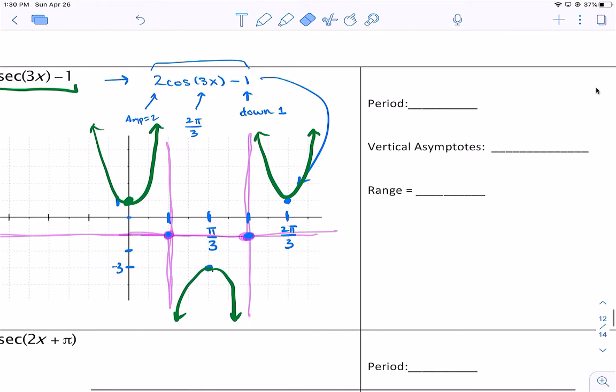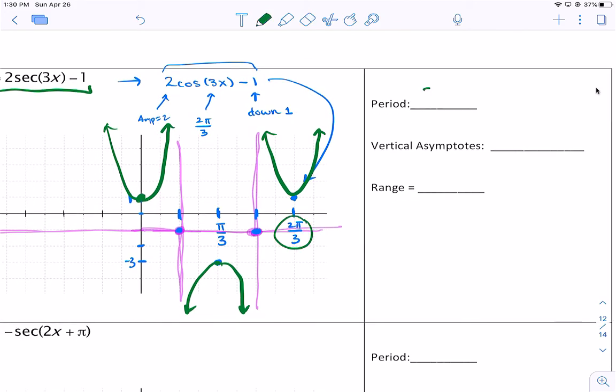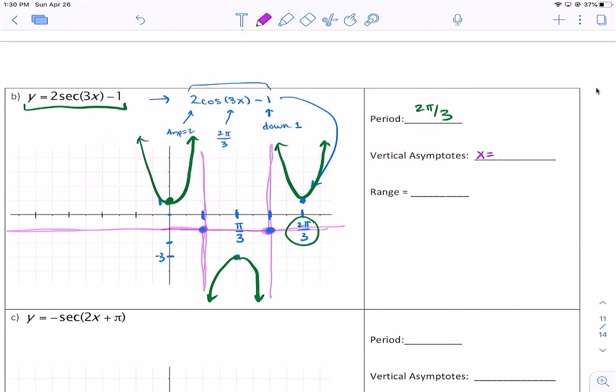The period is the same as what the period of cosine was. So the period is 2 pi thirds. The vertical asymptotes, remember we write the first one, so it's always x equals. The first vertical asymptote is here, and we figured out that half of pi thirds is pi sixths. So the first one is at pi sixths.